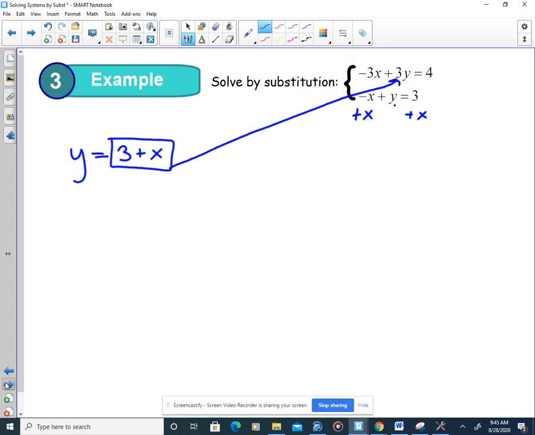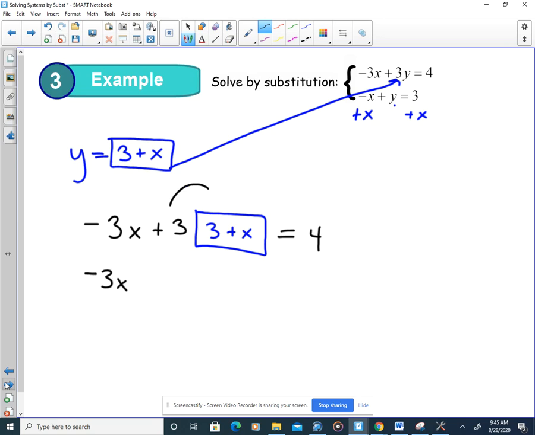So I'm going to rewrite the first equation, and I've got negative 3x plus 3 times this box is equal to 4. So negative 3x, 3 times 3 is 9, 3 times x is 3x, equals 4. Combine our like terms. Negative 3x plus 3x is 0x, or just 0. So these cancel each other out. And we get this. 9 is equal to 4.